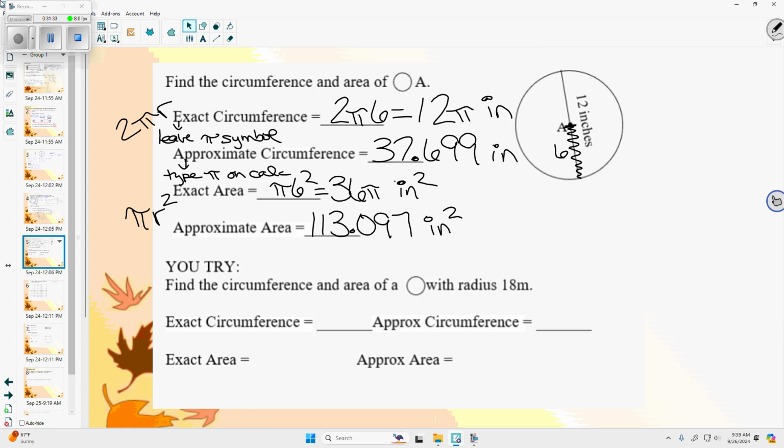Inches squared. Now, when we get to the test on this chapter and you come up and ask me which one's exact and which one's approximate, I'm not going to tell you. You have to know exact is with the pi symbol. Approximate is typing it in your calculator because you are obviously rounding when you put it in your calculator. That's why it's approximate. All right, at tables, do the bottom one.